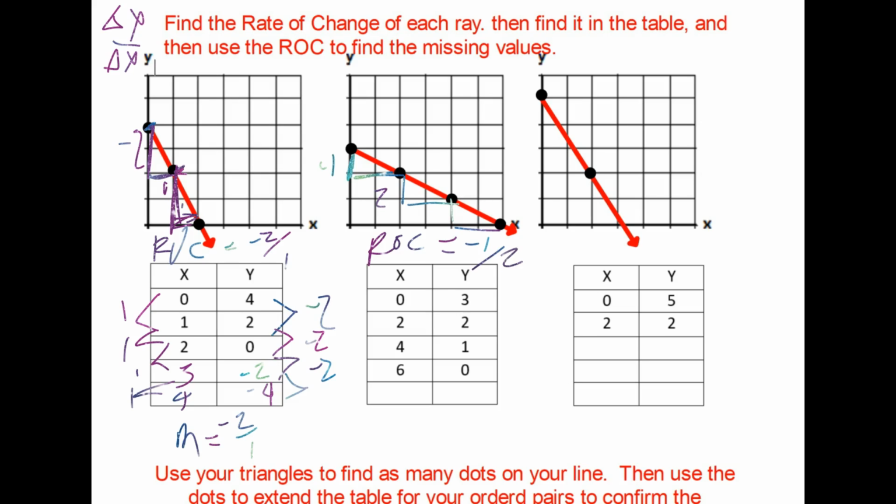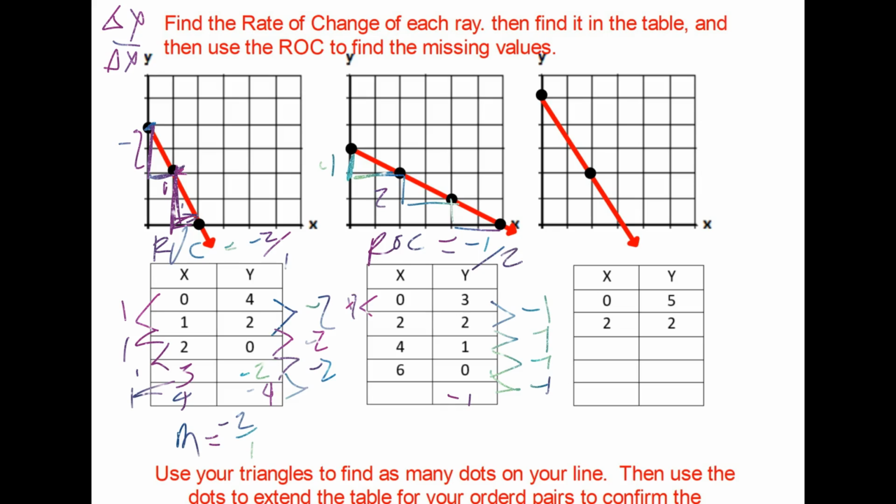Let's see this in the table. How does 3 become 2? Subtract 1. How does 2 become 1? Subtract 1. How does 1 become 0? Subtract 1. How does 0 become what? Negative 1. All right, negative 1.